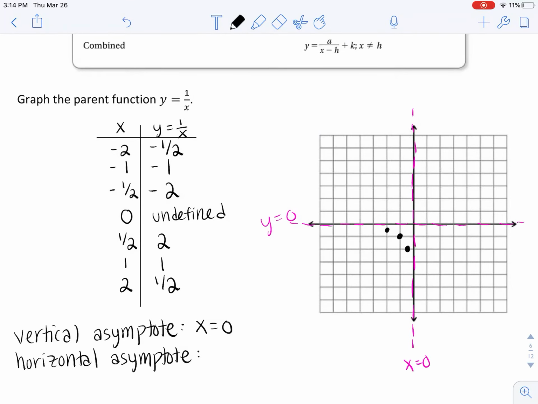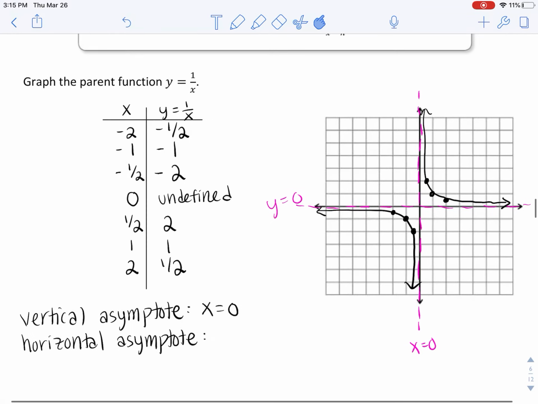And plotting the positives, we have 1/2, 2, 1, 1, 2, 1/2. Connect the points with a nice smooth curve. Get close to those asymptotes, but never cross them. And there's the graph of our parent function y equals 1 over x. Let me try that part again. A little crazy there. Okay, so anytime you're trying to graph the parent function, this is what you're going to graph, y equals 1 over x.